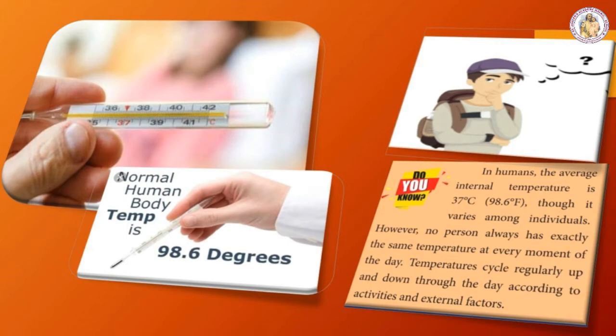Do you know? In humans, the average internal temperature is 37 degrees Celsius or 98.6 degrees Fahrenheit, though it varies among individuals. However, no person always has exactly the same temperature at every moment of the day. Temperatures cycle regularly up and down through the day according to activities and external factors.